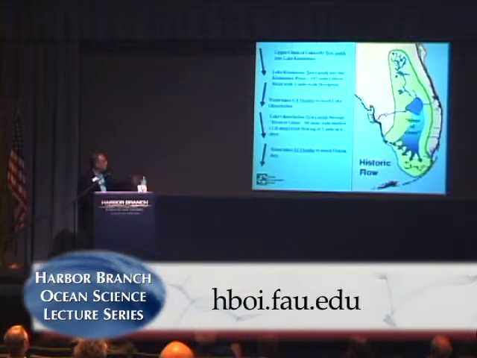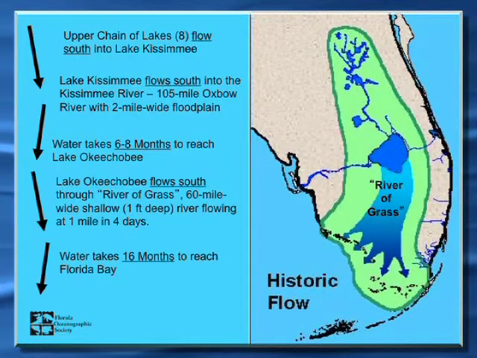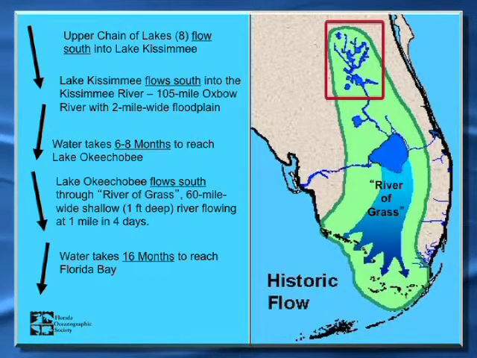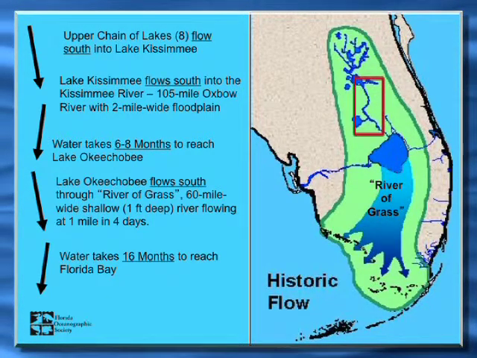If you look at this graphic, on the right-hand side is the historic flow. It started up at the upper chain of lakes, just south of Orlando. There are about eight lakes that used to overflow into Lake Kissimmee. Then Lake Kissimmee flowed into a meandering, winding Oxbow River, about 105 miles long with a 2-mile-wide floodplain.